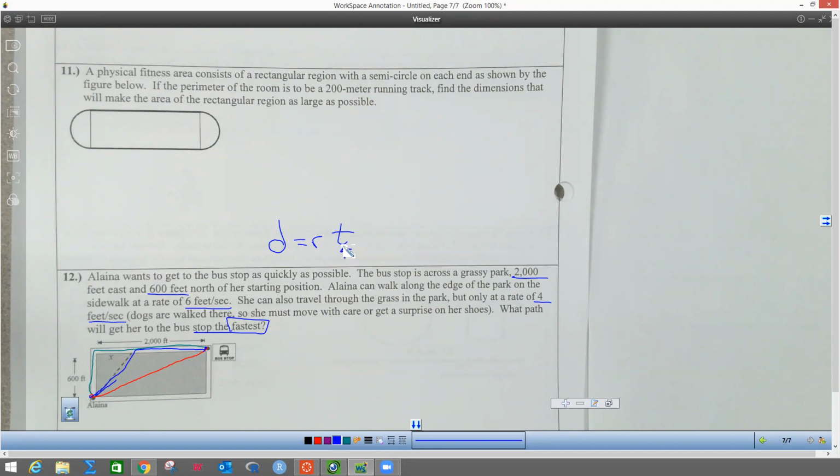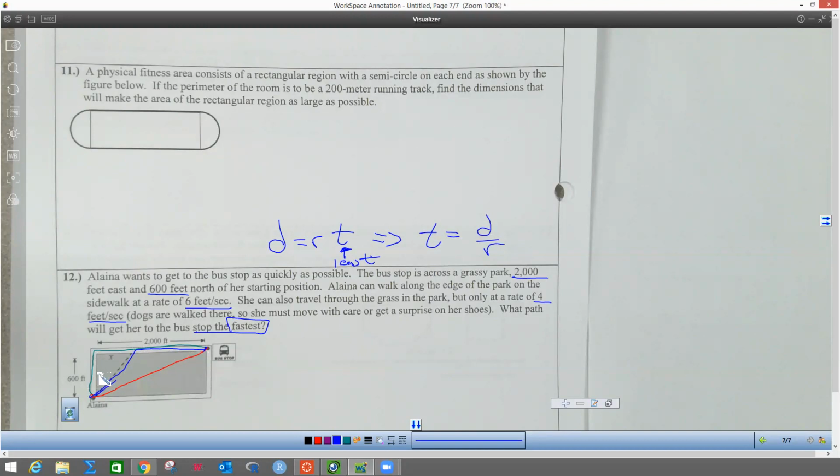So time's what we want to get, and we want it to be the fastest. We want t to be the least amount of time to get where she's going, okay? So that means we're going to solve this for t. So t is going to equal d over r. So this is the problem that we want to deal with right here. All right, so we need to figure out what's going to be the best route.